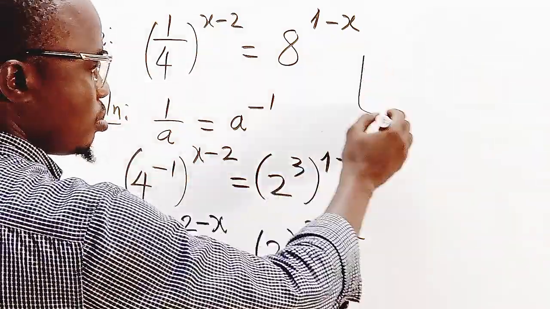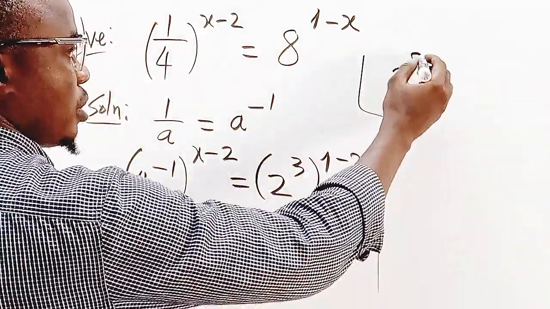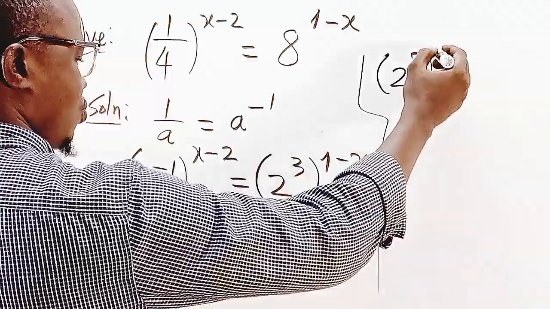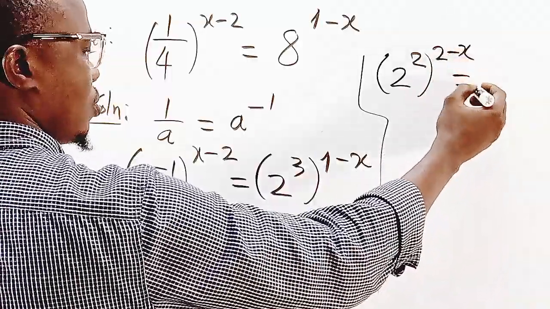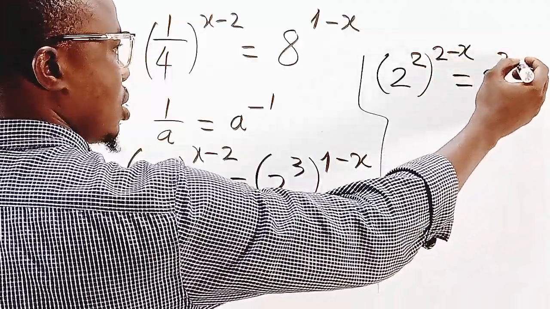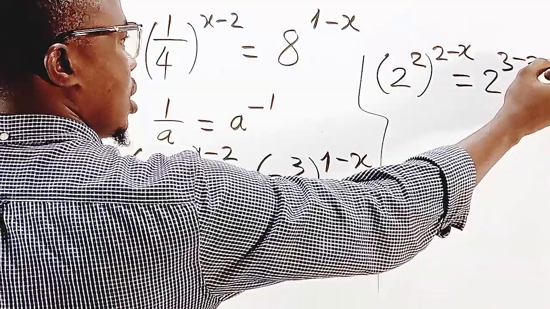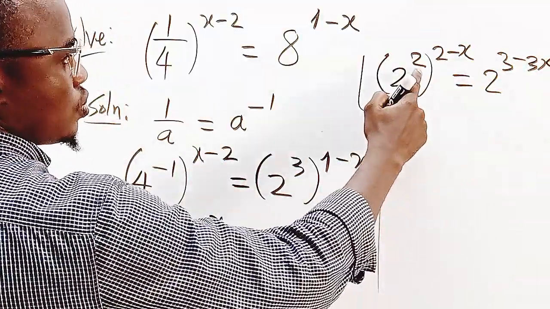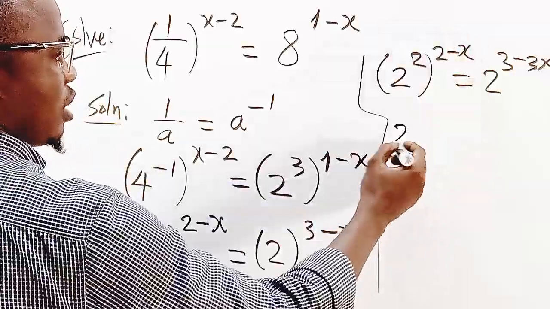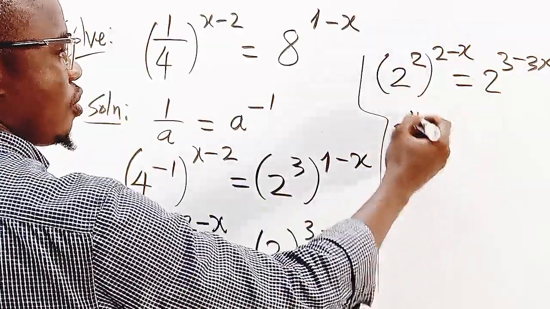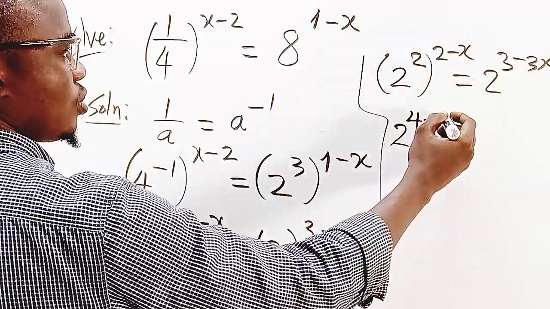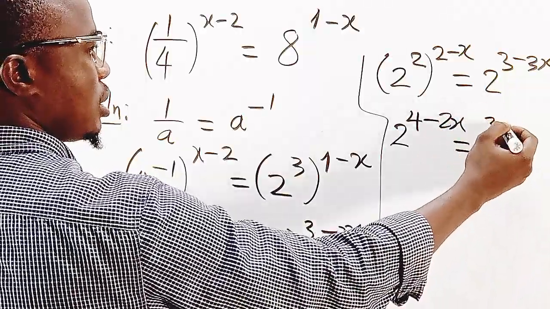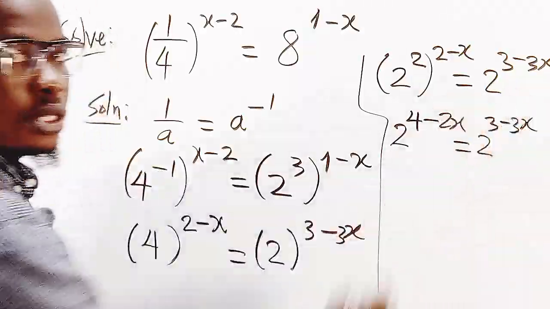From here, another thing we are going to do, we have 4 here. This 4 can also be 2 to the power of 2, then to the power of 2 minus x, then equal to 2 to the power of 3 minus 3x. Understood? From here, these two will now multiply this. 2 times 2 we have 4, 2 times this we have minus 2x, then equal to 2 to the power of 3 take away 3x.